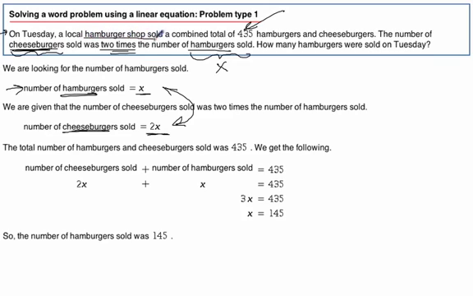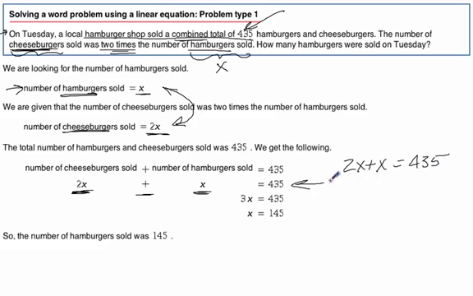The hamburger shop sold a combined total of 435. A combined total, that means of both the cheeseburgers and the hamburgers, and a total indicates addition, is equal to 435. So that's how we come up with our equation, 2x plus x equals 435.